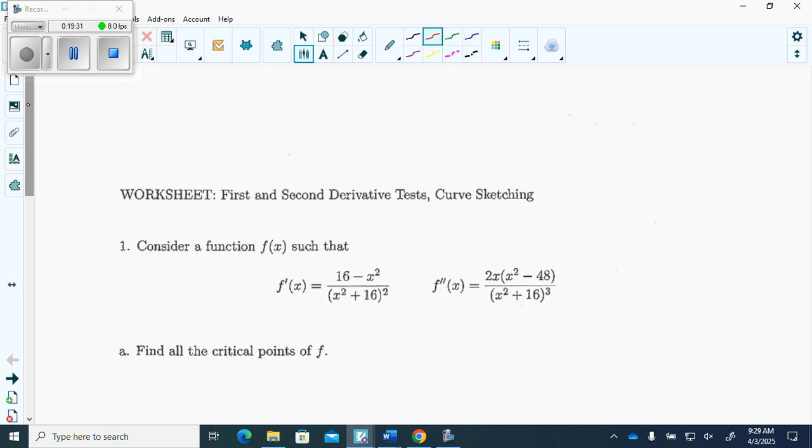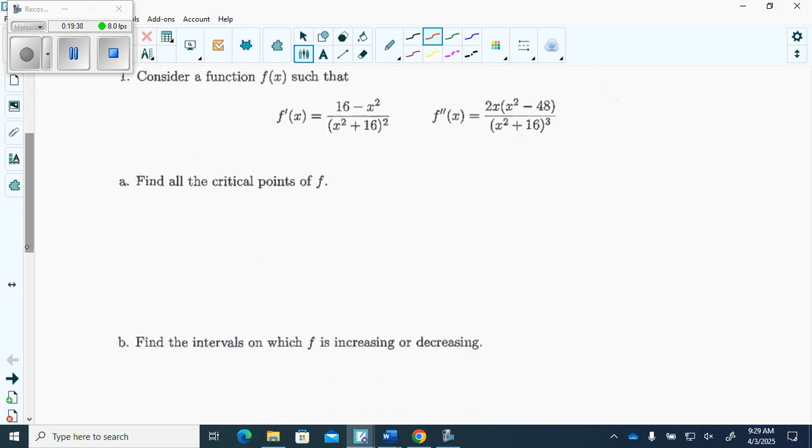find the critical numbers of F. So for the critical numbers of F, you use F prime. So we would set that equal to 0. And we go, get a thicker marker first. We go 0 equals 16 minus x squared.